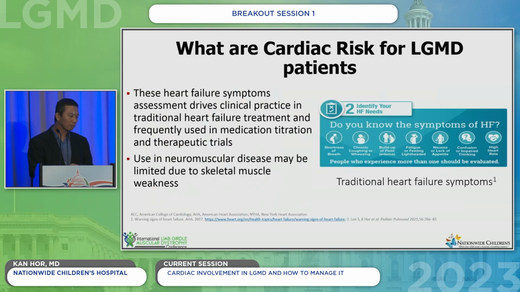In the beginning, just like everything else, it is compensatory, but eventually it becomes harmful. All right, so when we talk about heart failure management, in the United States, it is the most common disease.